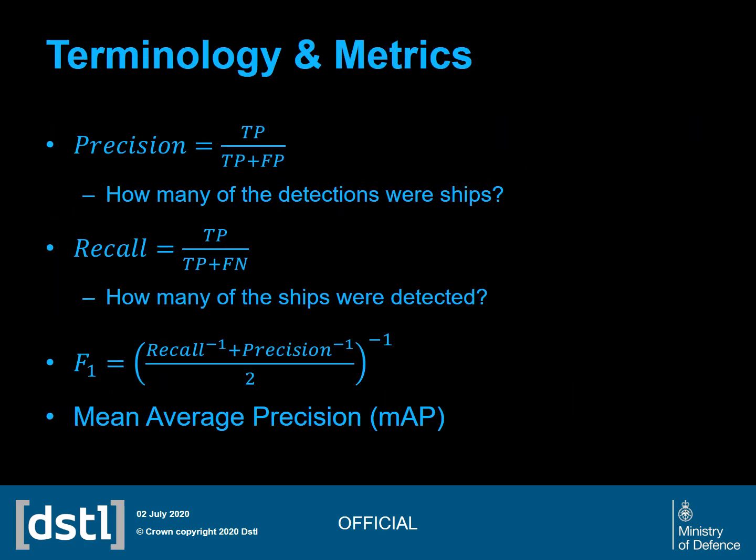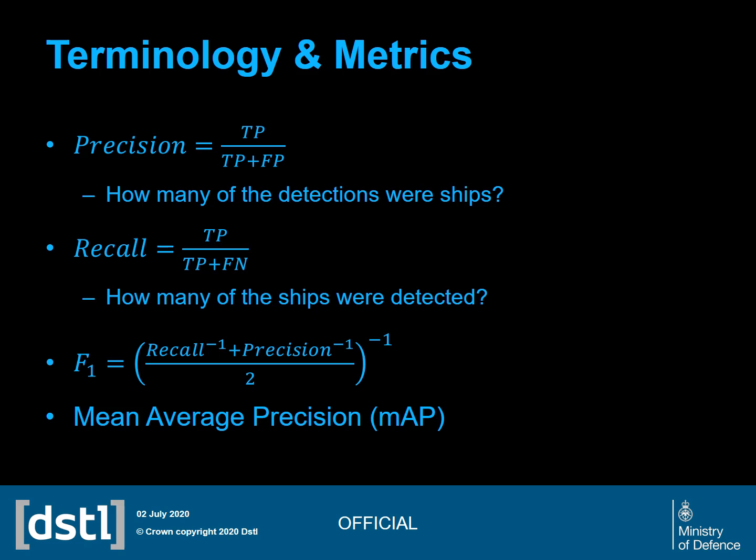So in order to understand this, we first need to go over some of the performance metrics. Precision is equivalent to asking how many of the detections that we've made were actually ships. Recall is kind of the reverse, so how many of the ships in the image were actually detected. An F1 score is the harmonic mean of the two, so it's combining the two into an overall metric to determine how good the performance was.